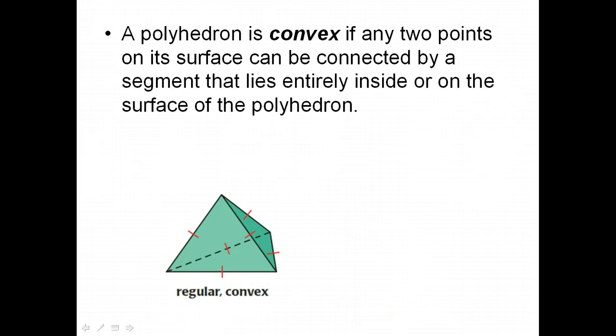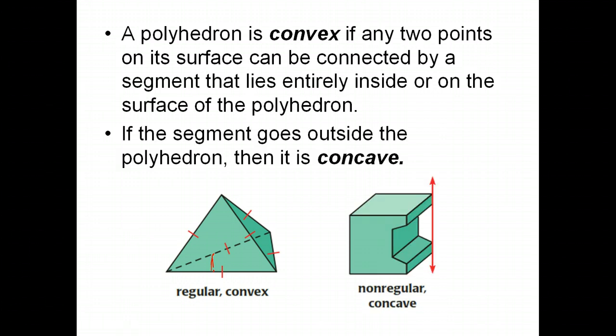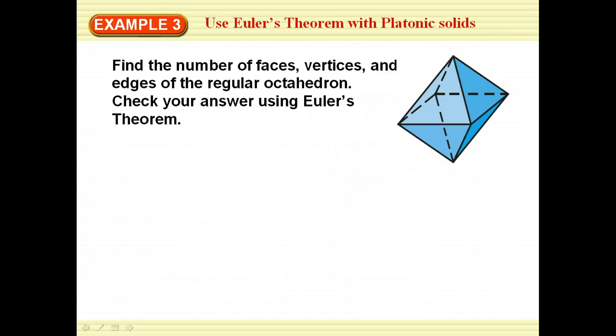A polyhedron is convex if any 2 points on its surface can be connected by a segment that lies either entirely inside or on the surface of the polyhedron. So if I just randomly pick 2 points and connect them, will it be running on a side or will it be running through the polyhedron? Either way, it means it's convex. But if it is concave, it means that if I connect this point up here and this one up here, it goes outside. So that means that it must be concave.